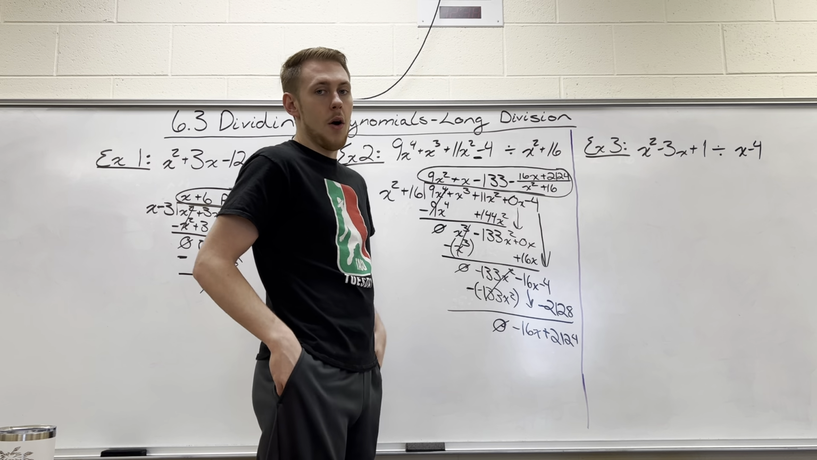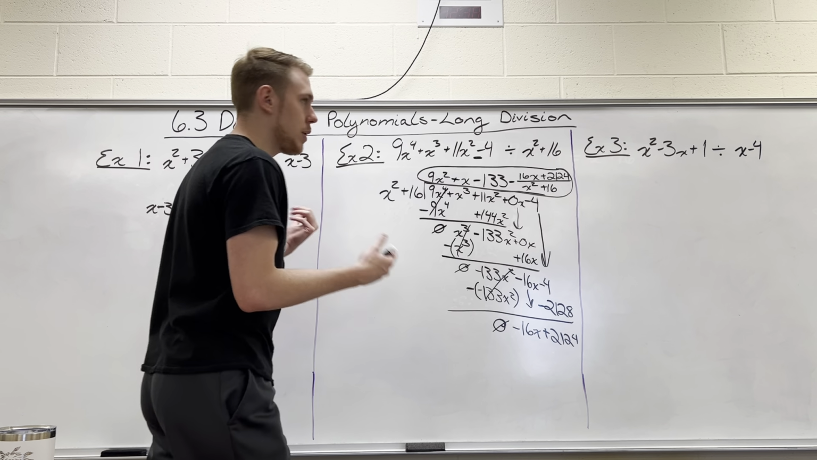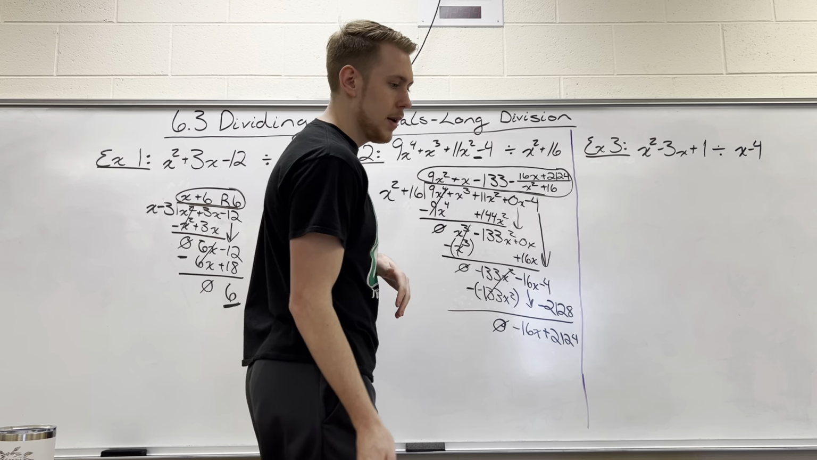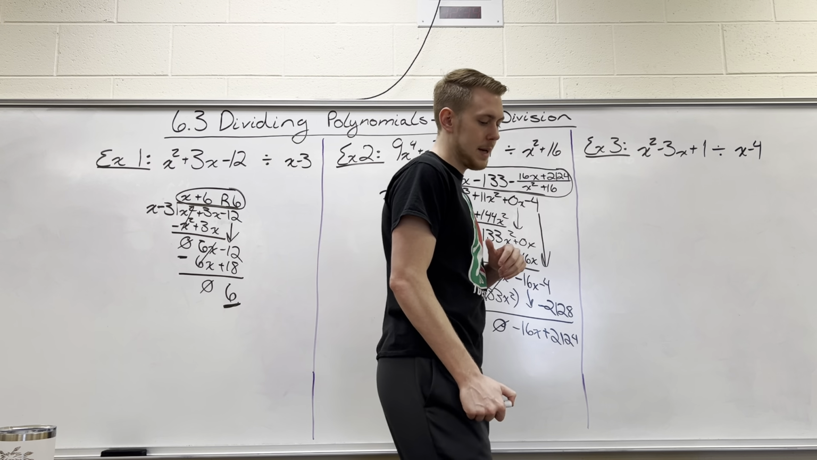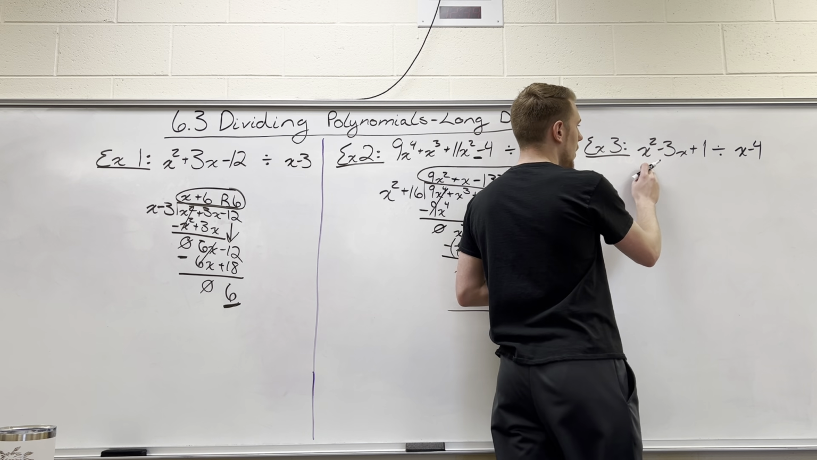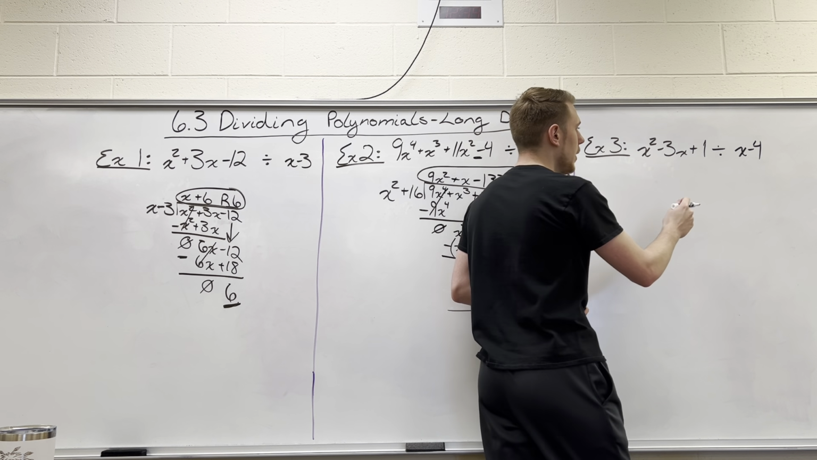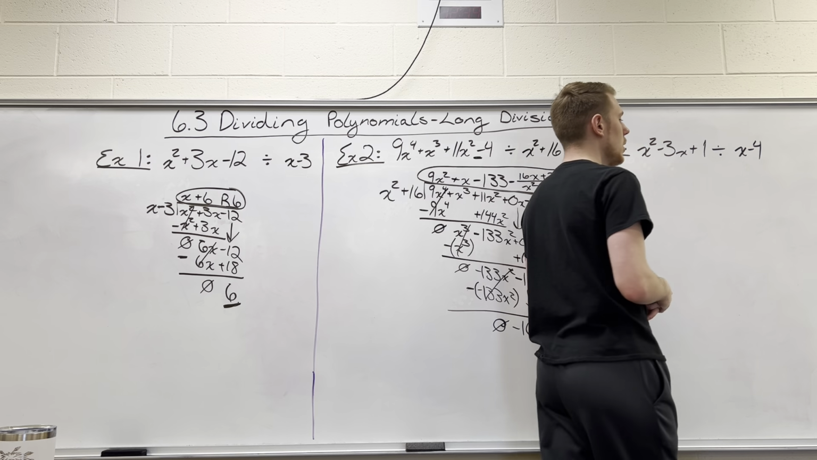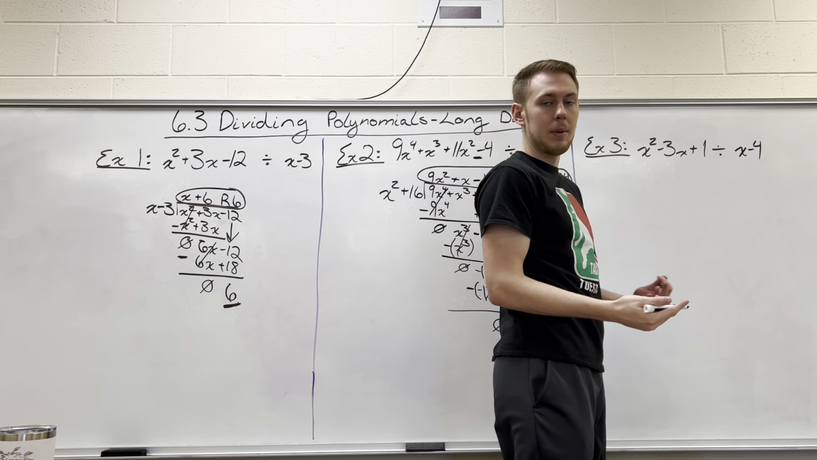All right. Hopefully this is making sense. If not, you can always rewind, play it again. But let's hop into example number 3. Example number 3, we have x squared minus 3x plus 1 divided by x minus 4. So hopefully you figured out we're just going to set it up like long division.